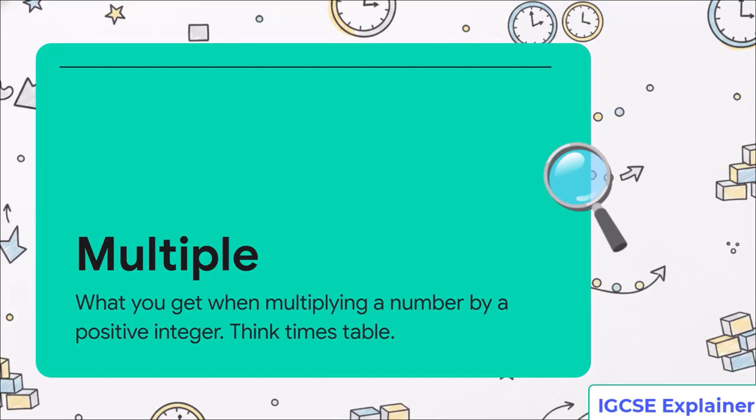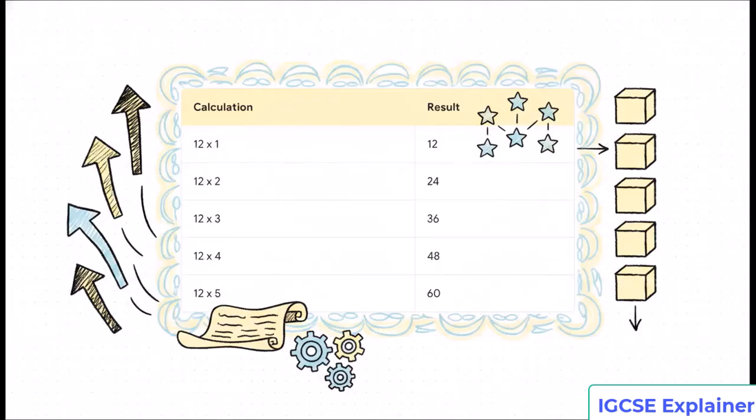First, the very first multiple of any number is always the number itself, right? Because anything times 1 is itself. And second, multiples go on infinitely. They literally never stop. Let's make this a bit more concrete.